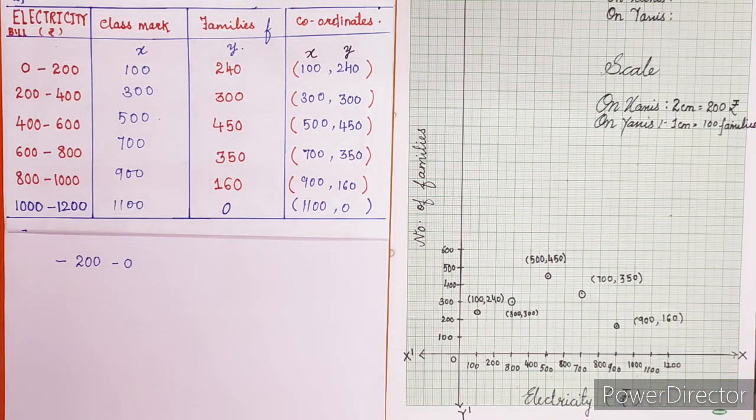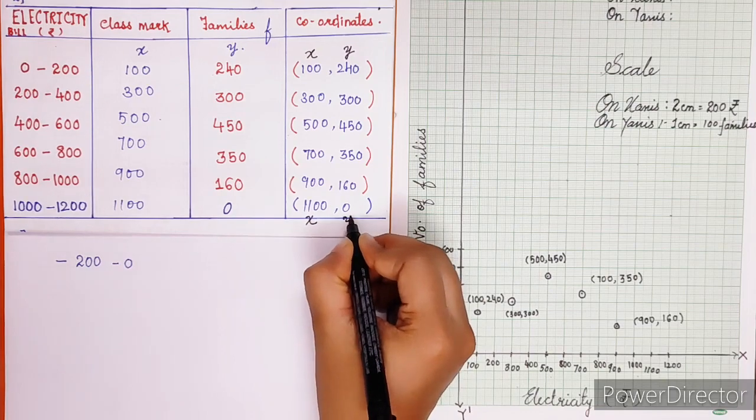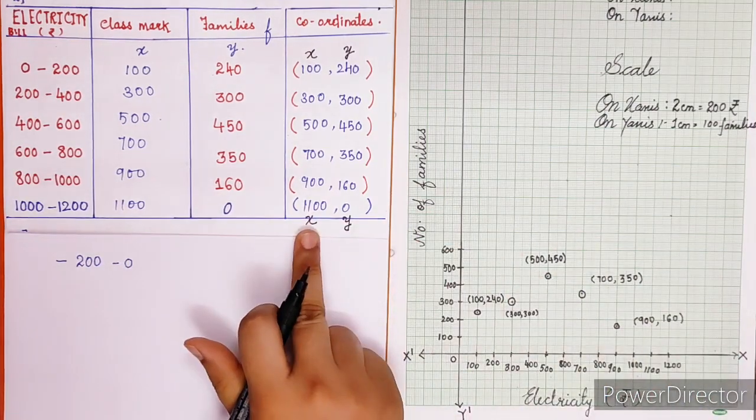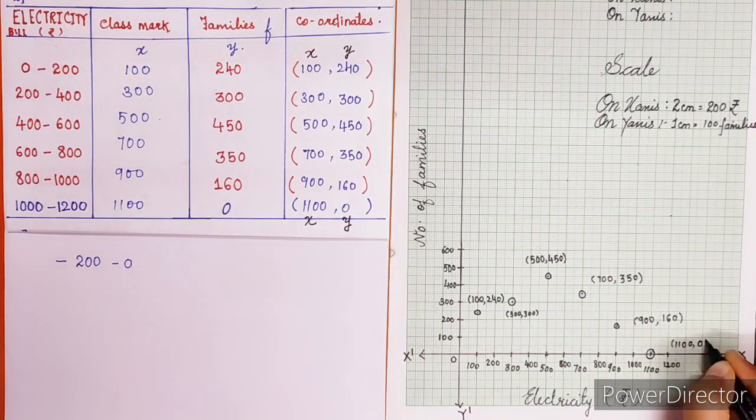What is your last coordinate? It is 1100, 0. So 1100 on the x-axis, and on the y-coordinate it is 0. Which means the point will be on the x-axis. So this is 1100, 0.